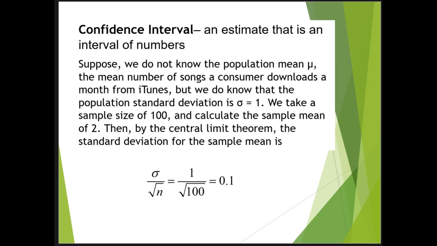So suppose for the iTunes example, we don't know the population mean, but we do know the population standard deviation is 1 and our sample size is 100. So then by using the central limit theorem, the standard deviation for the sample mean is 1 divided by the square root of 100, which is 0.1.